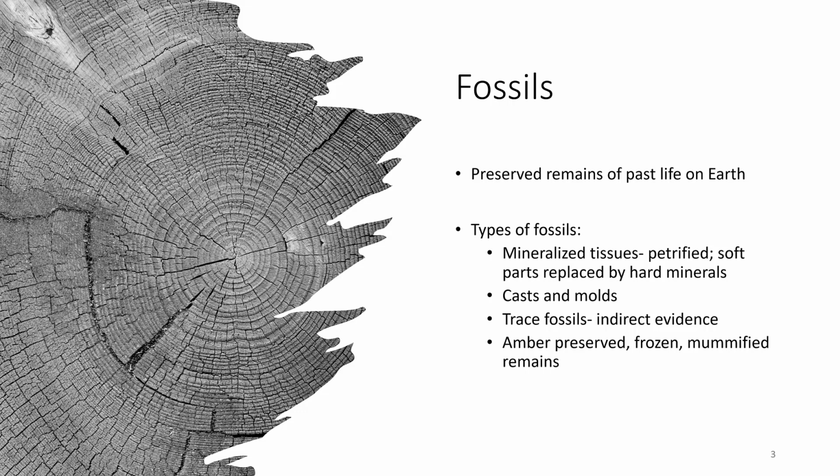There are many types of fossils. Sometimes we have mineralized tissue, petrified soft parts that have become mineralized, like the dinosaur bones we see at the museums. Other times we have casts and molds. Sometimes there are trace fossils, which are indirect evidence. And when we are very lucky, we get preserved specimens that might be encased in amber, frozen, or mummified.